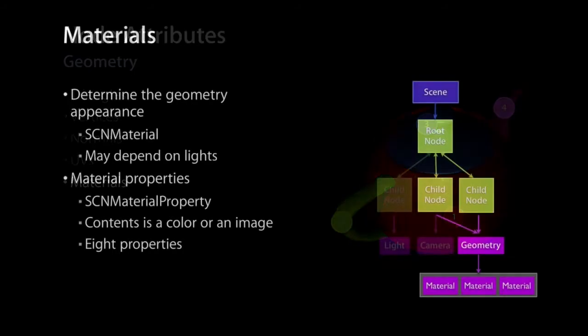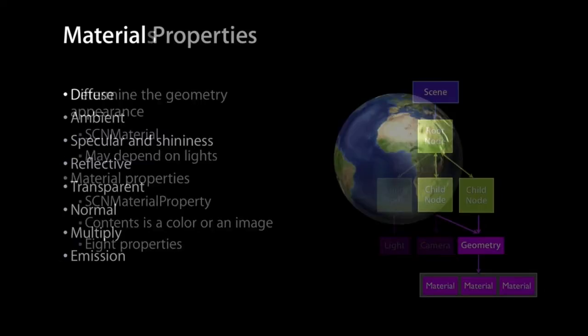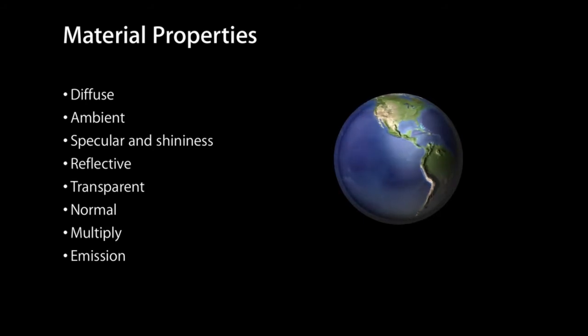So now the materials. The material also defines the appearance of the surface. It is represented by the SCNMaterial class. And the material is made of 8 properties. A property is represented by the SCNMaterialProperty class. And each property can have a color or an image. The 8 properties of a material are the following. And the combination of the settings of these 8 properties produce the final appearance of your surface.